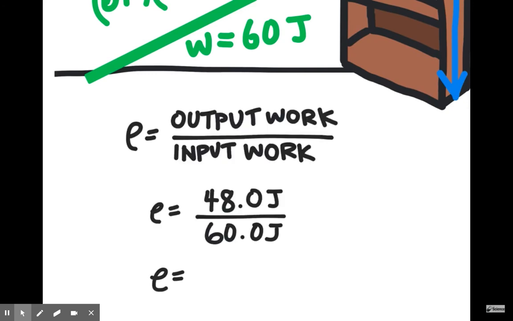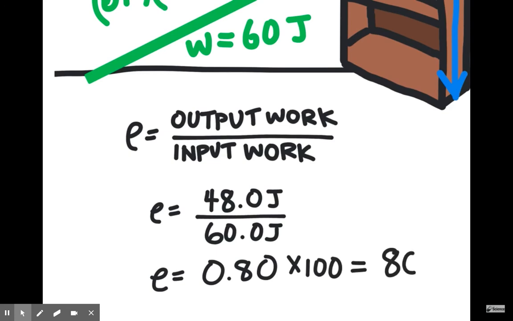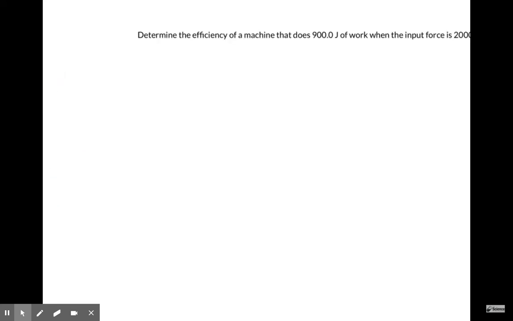And so we have our output work divided by our input work, which is 48 divided by 60. And when we do that calculation, we end up with 0.8. Now, if we multiply that by 100, we'll turn that into a percentage. And so this inclined plane is 80% efficient. Let's look at a couple of other problems so you can have a little more practice.